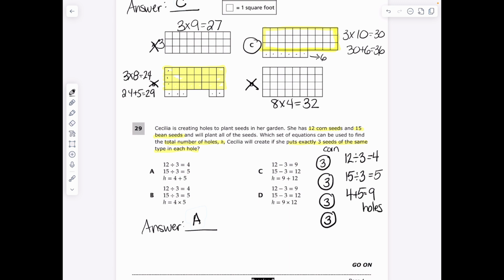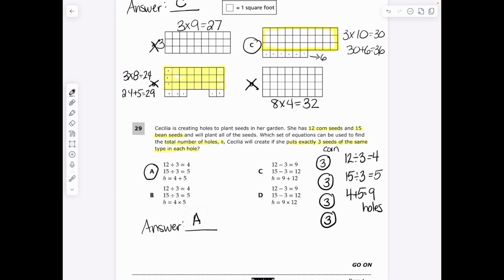And this matches my answer for A. And I had to really think about this problem a lot because I was like, wait a minute, are we mixing them up? What's happening? I had to kind of draw it out to think about it to see what would happen to figure out the total number of holes.